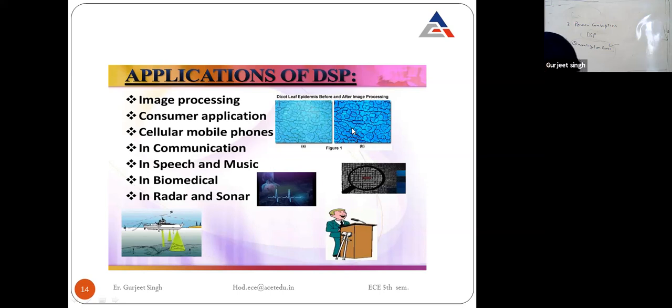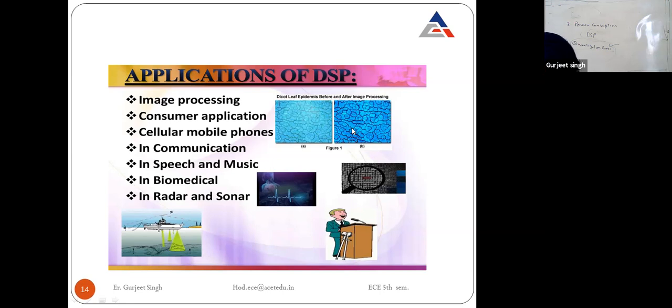Next one is cellular mobile phones. In cellular mobile phones, we are using digital signal processing. First of all, I will give you one example: when we made a call to a foreign country previously, there was an echo. To remove that echo, we are using digital signal processing.